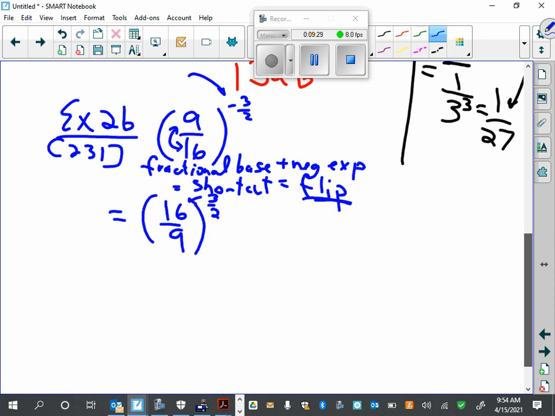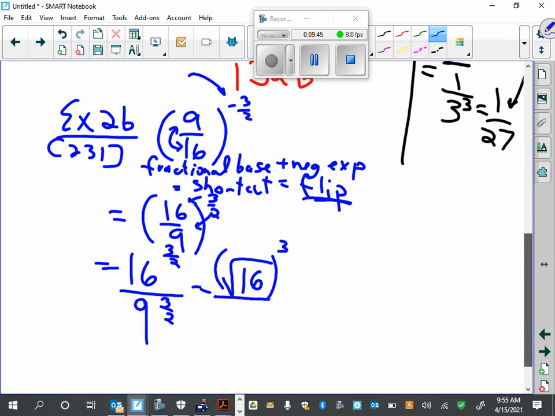Now, you're going to apply the exponent. You don't have to write this step. You can square root it right away, but I'm just going to show you where it comes from. So that means the top to the 3/2, the bottom to the 3/2. And now you square root 16, all cubed, and you square root 9, all cubed. This looks a little longer, but it's basically just 2 questions at once.